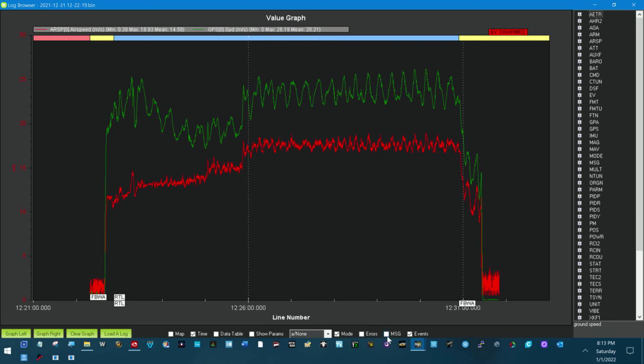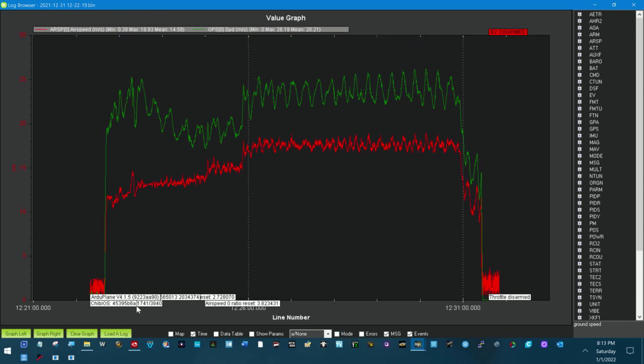So if we turn on messages here, you can basically see that there was an airspeed ratio reset right here to 3.8. Right here's another one. It's kind of hidden by these messages right here, and I'm not sure how to pull the mode out of that stuff, but I'm not sure how to pull those system messages out of there. The chip BIOS, the Arduino plane version, and there's another one here.